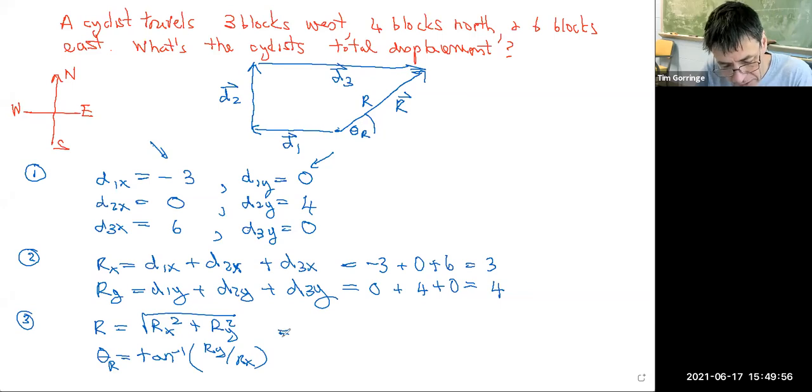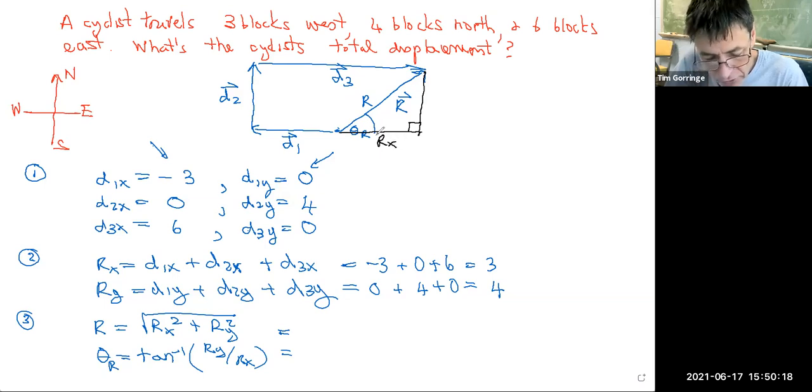Now, before I stick the numbers in here, let me just sketch out on this diagram, maybe I'll pick another color here, black, these components and how they relate to the magnitude and direction. So Rx, the horizontal component, is this horizontal line here. Ry, the vertical component, is this vertical line here. And so you see how the magnitude of the vector, which is the hypotenuse of this right-angled triangle here, is related to Rx and Ry through Pythagoras' theorem. That geometry is the basis for that relation.